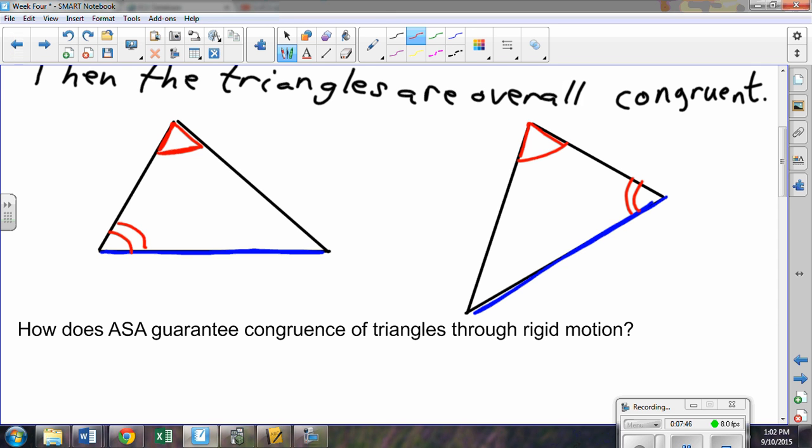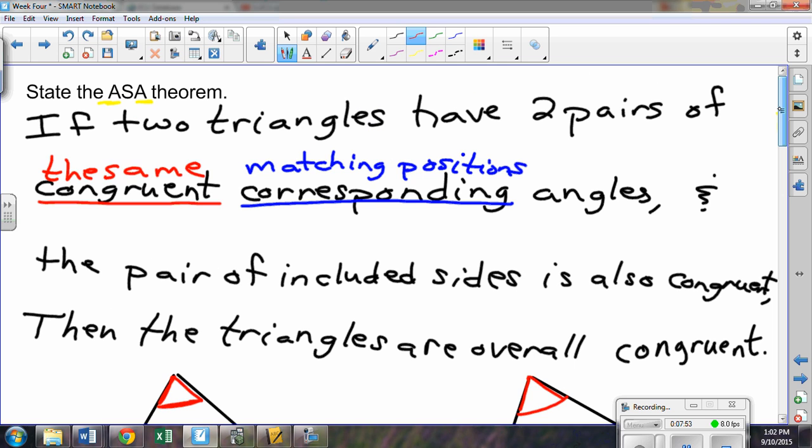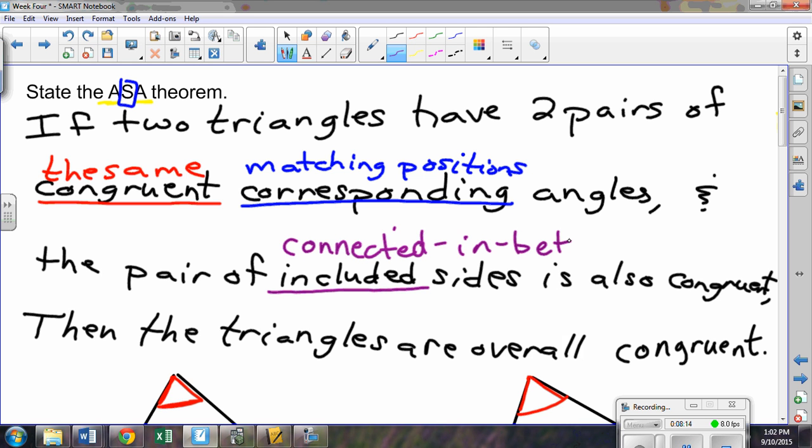These pictures do not work for angle-side-angle. The name also gives us the order. We must have the side in between the pair of angles. That's actually what this word right here, included, means. Included, informally, means it's connected in between.